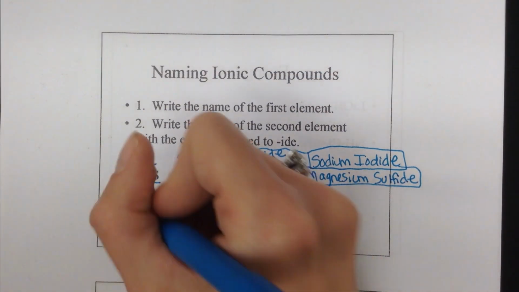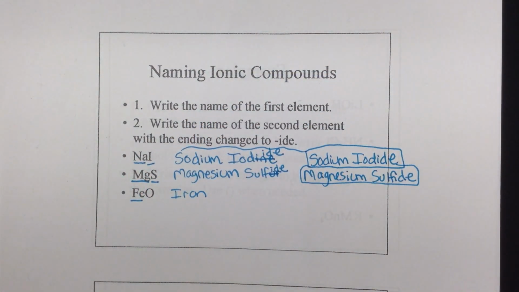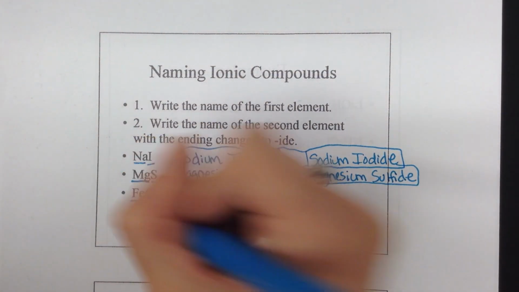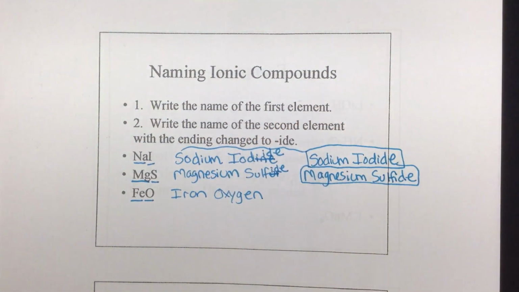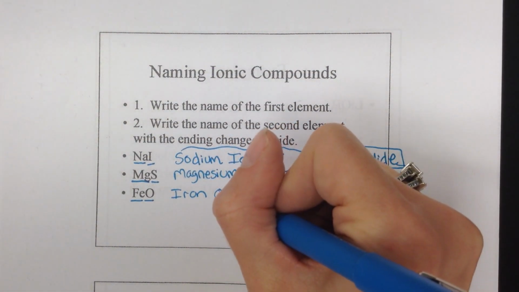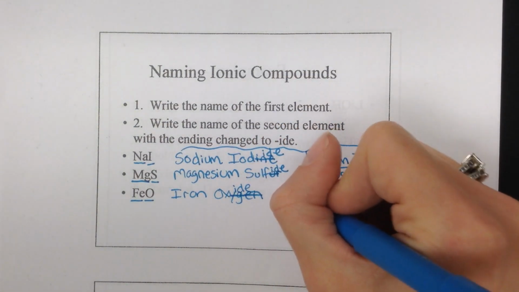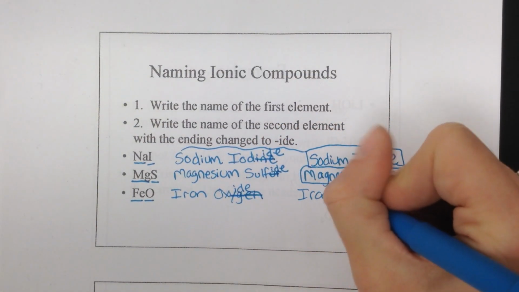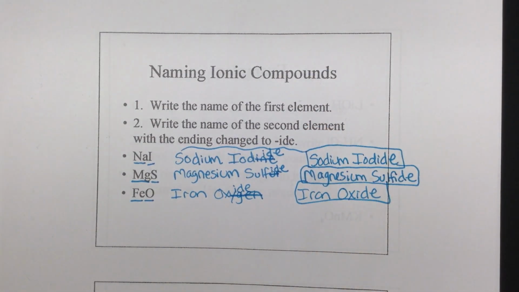And then the last one, name the first element, so that is iron. And then name the second element, change the ending to IDE. So that second element is O, which is oxygen. So we're going to get rid of the whole YGEN and change it to IDE. So it's going to read iron oxide. And there you have it.